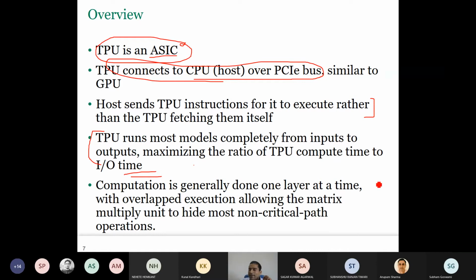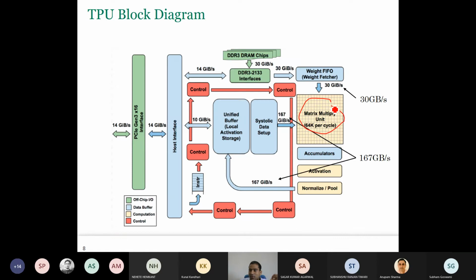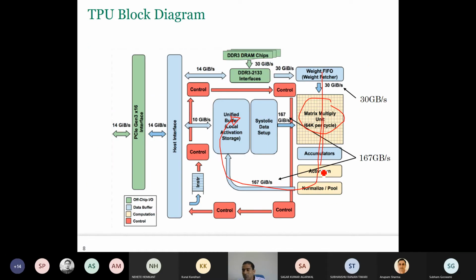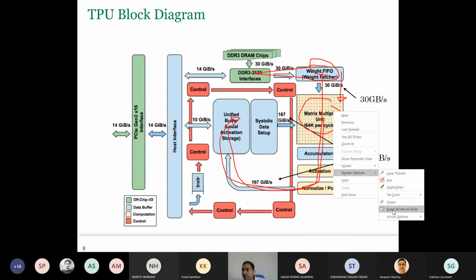Now, computation is done one layer at a time. We have this hardware, so we will do the computation of one layer and store the output of the first layer here, and as you know, the output of one layer becomes the input of the next layer. That's why we overlap execution, allowing the matrix multiply unit to hide most non-critical path operations. The whole point is, while we do the computation of the first layer, we bring the weights for the next layer and store them in the weight FIFO.